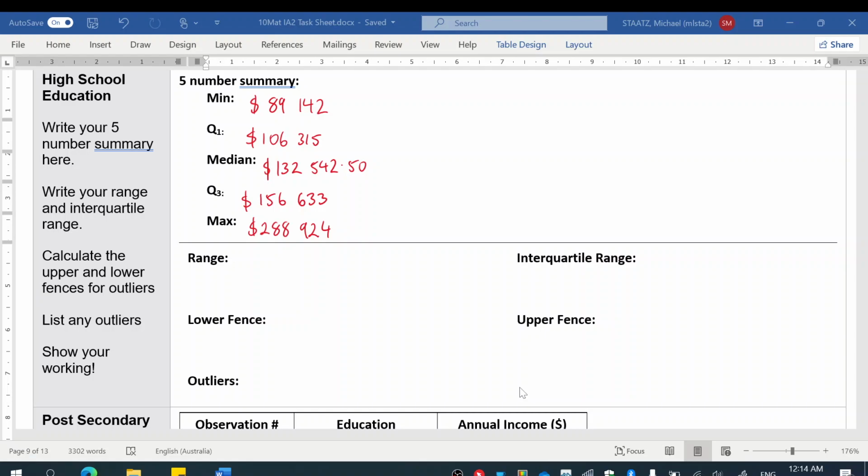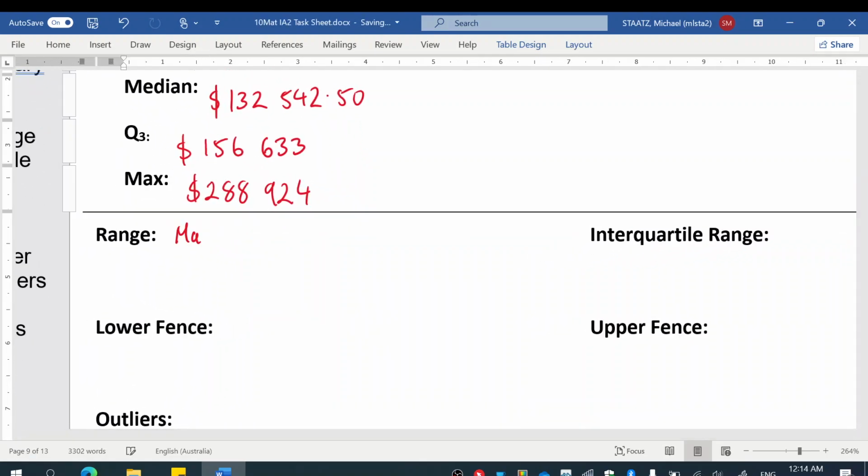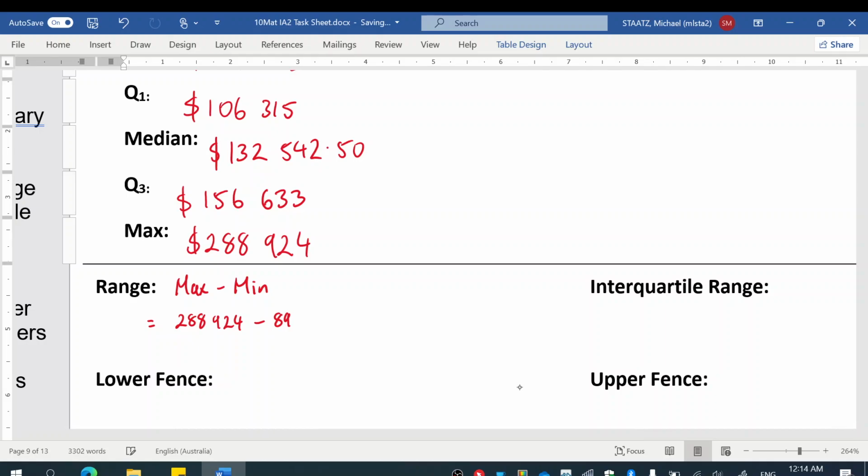So let's start with the range. The range is just the maximum value minus my minimum value. So let's write that down. Range is max minus min. And for my example, my max is 288,924. And I'm going to subtract the min, which is 89,142.